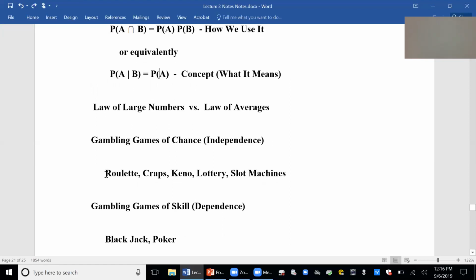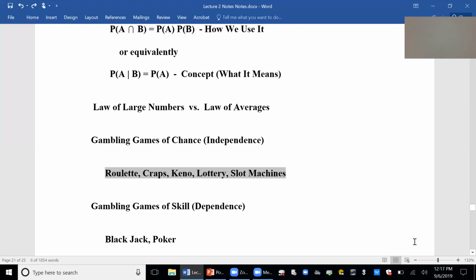In Las Vegas, or your friendly Indian casino, we have a number of games that are available to play. Some of these are games of chance. They have statistical independence, and some of them are games of skill. They do not involve statistical independence.